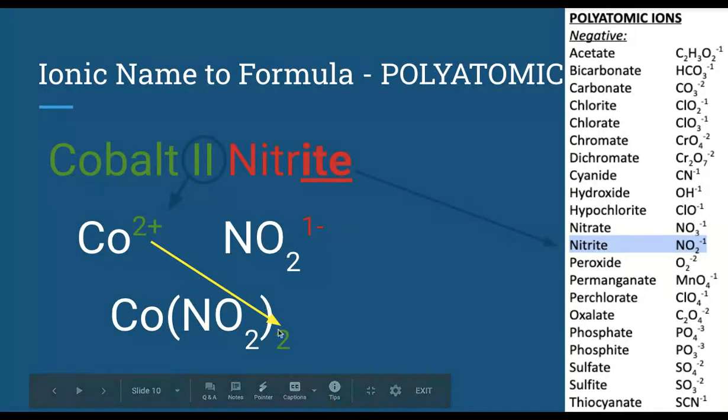I make sure that the 2 from the cobalt goes outside the parentheses because I want to keep this polyatomic all together and indicate the fact that I need 2 of these polyatomics. And then the 1 would crisscross over. Let's remember that we don't write 1 in formulas, and that's why you don't see anything here in this formula.